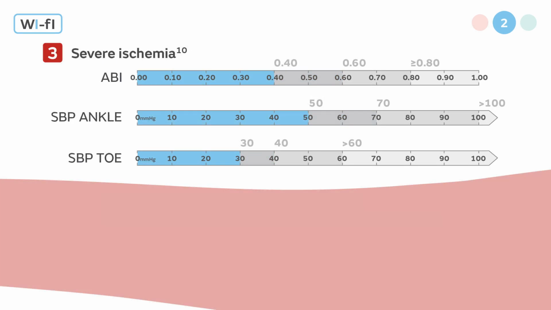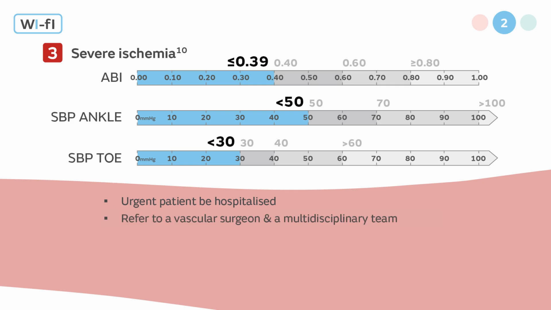3. Grade the ischemia as a 3 if the ABI is less than or equal to 0.39. The ankle SBP is less than 50 millimeters of mercury, and the toe pressure is less than 30 millimeters of mercury. This is severe ischemia, and it's urgent that the patient be hospitalized. You should refer them to a vascular surgeon and a multidisciplinary team right away.